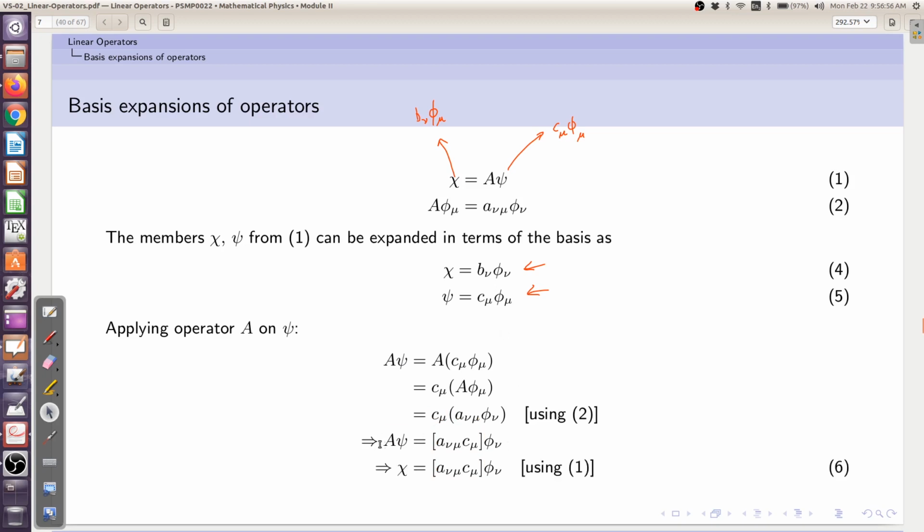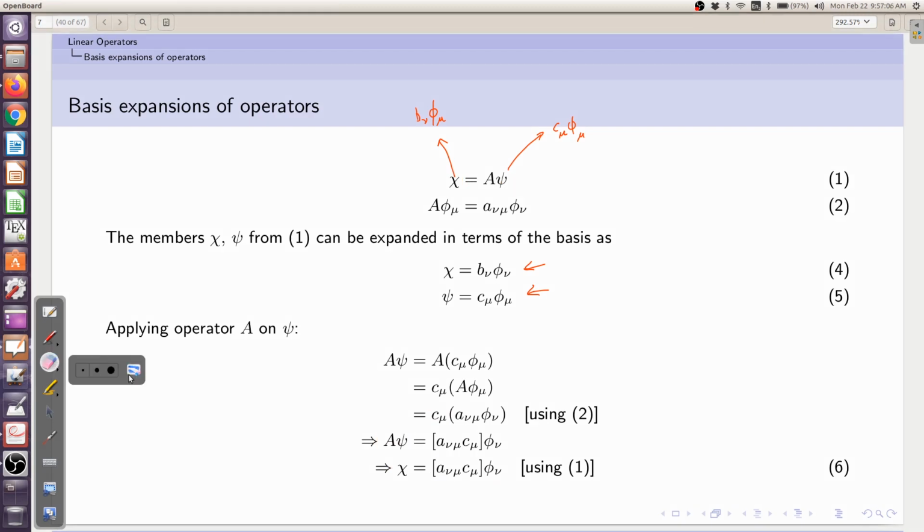Right. So now what is this A psi? A psi is equal to chi. So we substitute chi over here. So chi is equal to this quantity. So let's call this equation number 6.